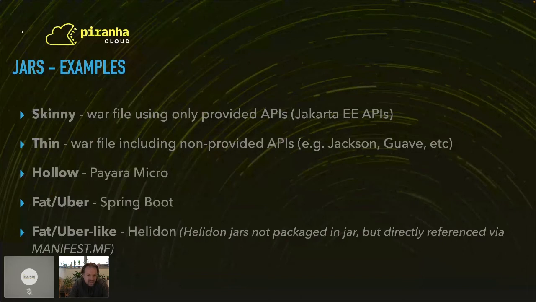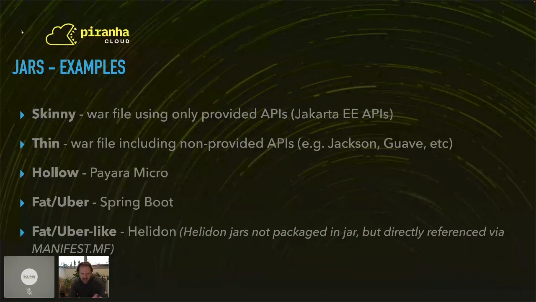Okay, a hollow example. That's, for instance, Piranha Micro. That's the full or almost full Piranha server, but it's repackaged as a jar file, missing some features that are explicitly left out, but it's mostly the full server. And you use it to run a single war file on the command line. And then Spring Boot is perhaps the most well-known example of the fat Uber concept. So you compile your application, it results in a single jar. You run the jar file on the command line and you get the full application, including the server bits and everything else.